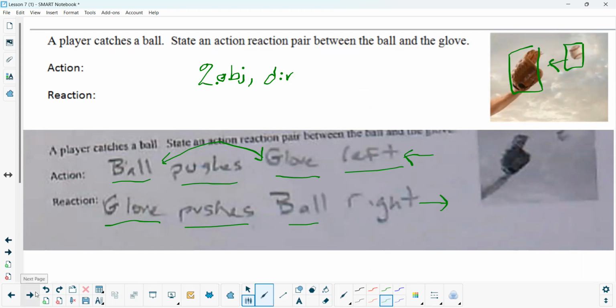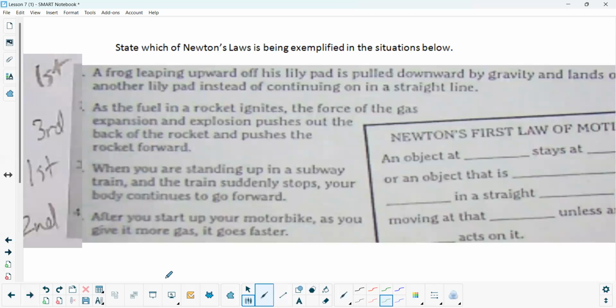All right. Continuing on with Newton's laws, I gave you these to practice to decide which law you think is being exemplified in this situation. This one says a frog leaps upward off its lily pad, is pulled downward by gravity, and lands on another lily pad instead of continuing on in a straight line. So that goes along with the first law, which is an object at rest stays at rest, an object in motion stays in motion unless it's acted upon by a net force. So the force of gravity is the net force acting on this, and it makes it change its motion. So that's the first law.